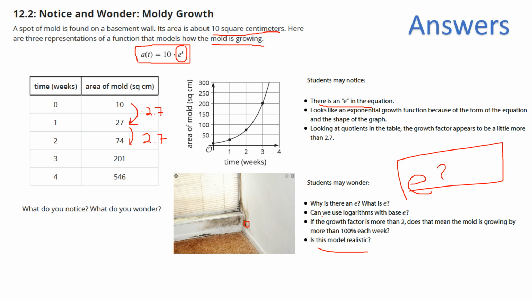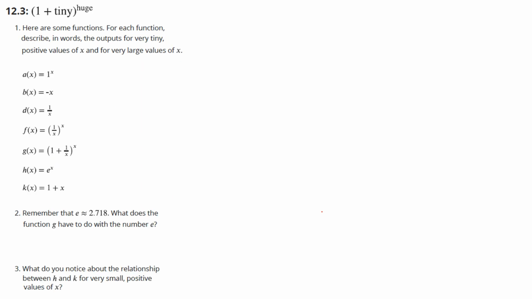Okay, so now let's get into some real detailed explanations of what this E is. In this activity, 12.3, we have equations with 1 plus a tiny number to the power of a huge number. Here are some functions. For each function, describe in words the outputs for very tiny positive values of x and for very large values of x. They want us to plug in small numbers and see what becomes of this equation, and also plug in very big numbers. I'm going to do this section first, and then you are going to answer questions 2 and 3.